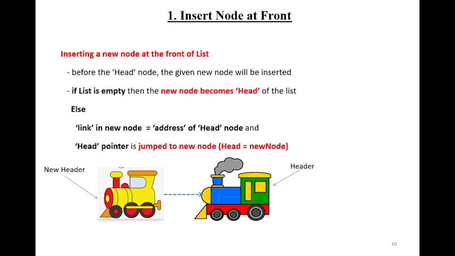Then suppose the list has some elements, some nodes. Then we have to give the address of the header node, I mean the address of the old node, to the link field or next field of the new node. Then the head pointer has to jump from the current node to the new node. These are the two steps we have to follow for connecting the node at the front.